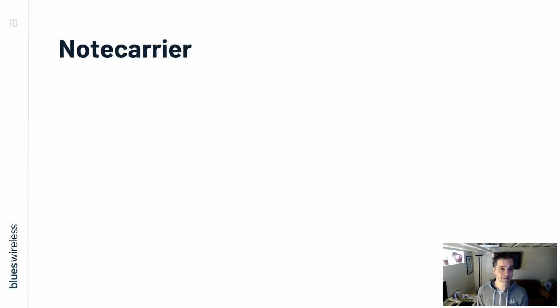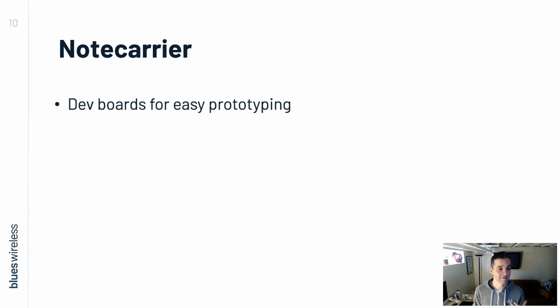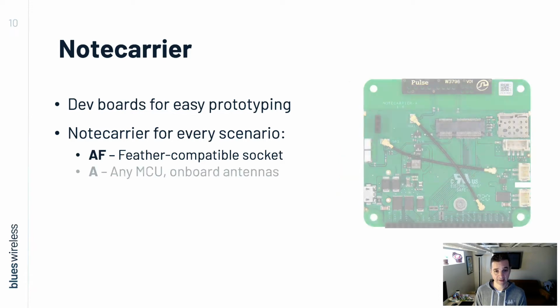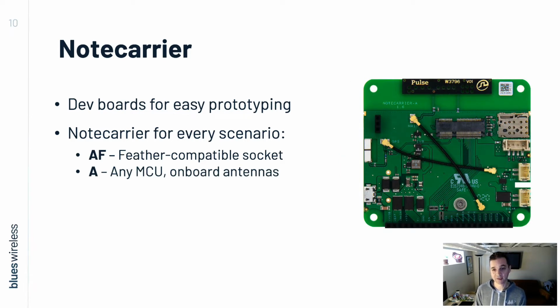Now, to make it easier to use your Notecard when you are prototyping, or even when you're ready to embed in a more permanent solution, we provide note carriers. These are development boards that allow you to snap in a Notecard and connect it to virtually any solution you can dream up. For instance, the Note Carrier AF, which is what I'll be using today, includes a feather-compatible socket with some onboard antennas. The A model line includes headers that let you hook it up to any microcontroller you want. It also has some onboard antennas.